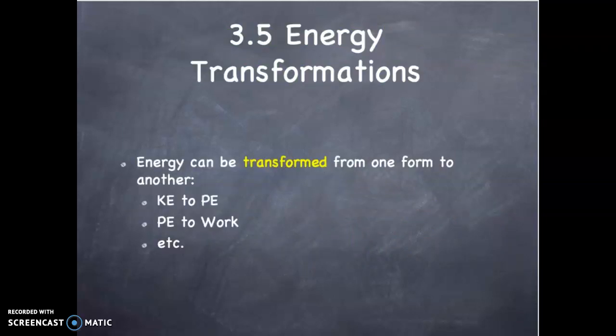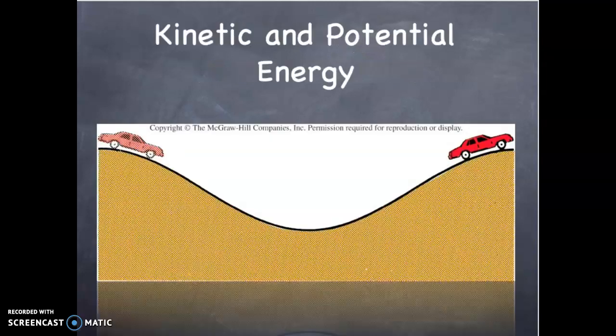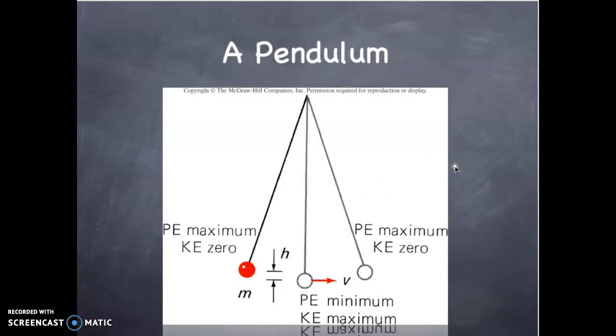Energy can be transformed from one form to another. You can change kinetic energy to potential energy. You can change potential energy to work, and so on. It can go on and on. This is shown now. At the top of the hill, the energy is in the form of potential energy. At the bottom of the hill, it's in the form of kinetic energy. It goes back and forth.